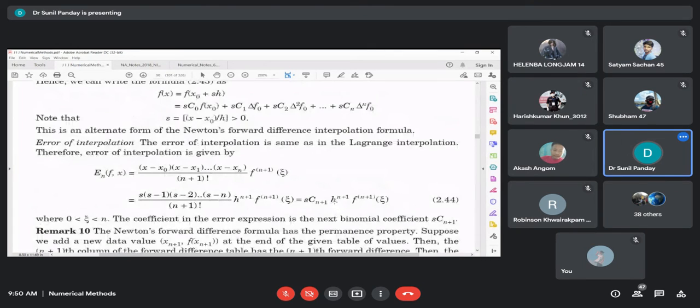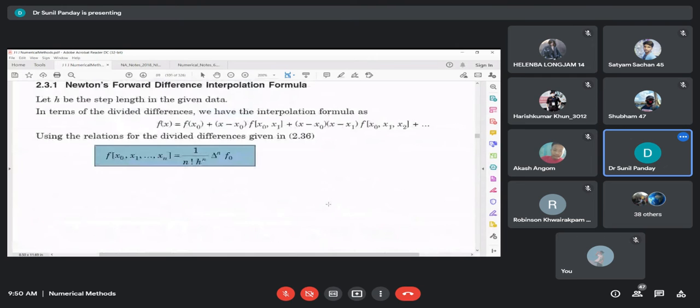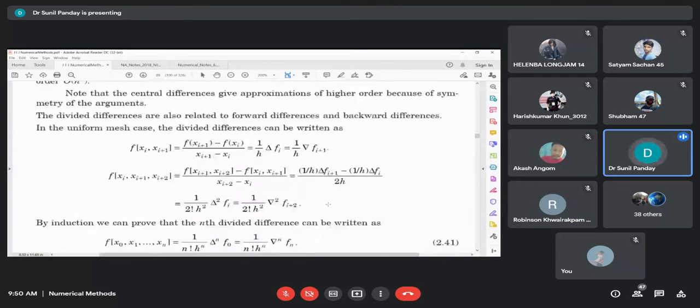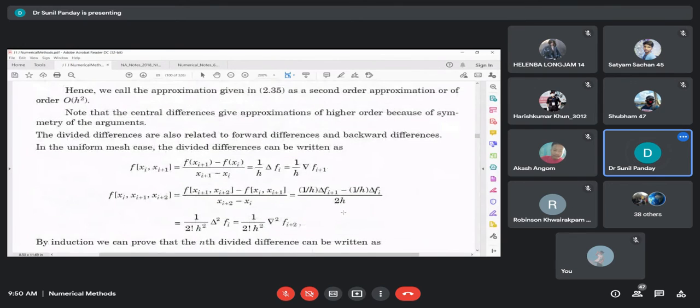They have not given the proof. Okay, here actually they have given it. The proof is here. If you remember the divided difference formula, the divided difference of xi and xi plus 1 is this one: f of xi plus 1 minus f of xi divided by xi plus 1 minus xi. But we know that now we are dealing with equally spaced data. So for equally spaced data, the difference between two consecutive values is h. So I have written 1 by h.